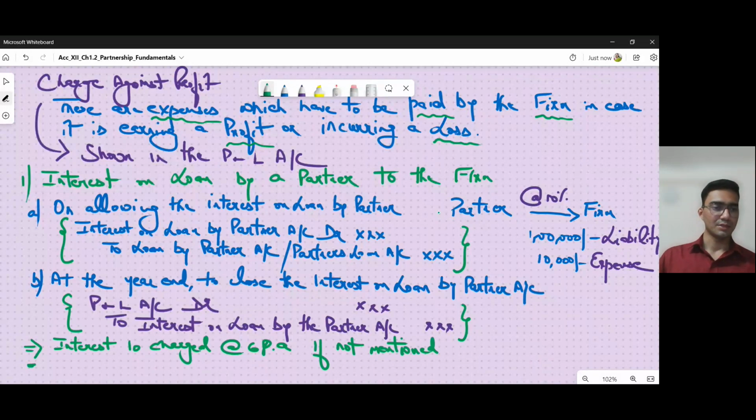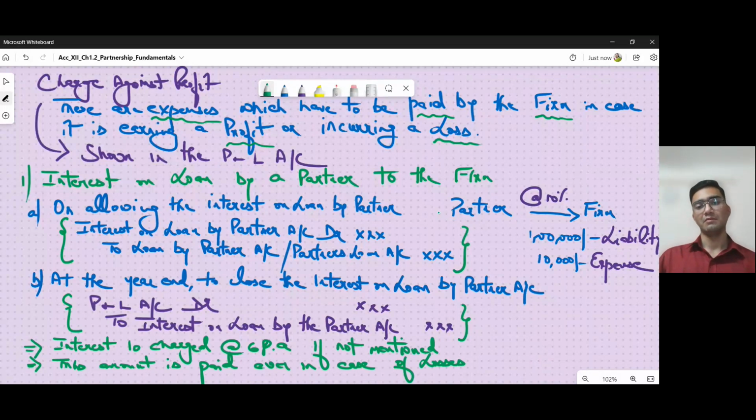The second point which we must remember here is this amount is paid even in case of losses. So if the firm has made a loss, even then the firm has to give the partner interest on the loan that it had taken from the partner. It has to arrange for that money from somewhere.